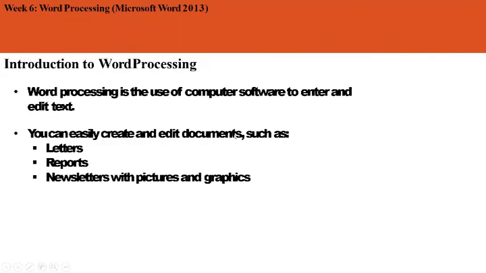Okay, so word processing, that is the use of computer software to enter and edit text. So we use word processing for creating documents. In creating a document, we put text, we put a paragraph. At the same time, we also put graphics, tables, and many more. So that is word processing. You can easily create and edit documents such as letters, reports, newsletters with pictures and graphics. All of that can be done through word processing software or the MS Word, Microsoft Word. So any version of Microsoft Word.